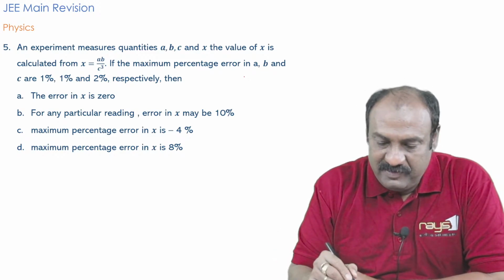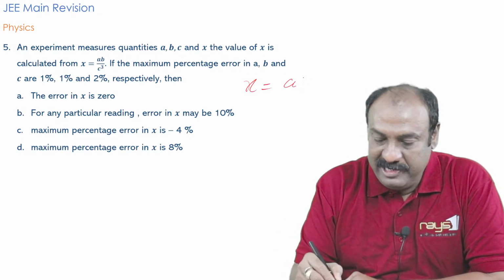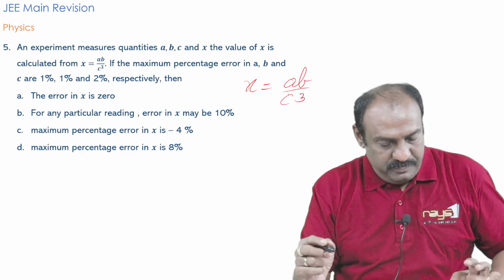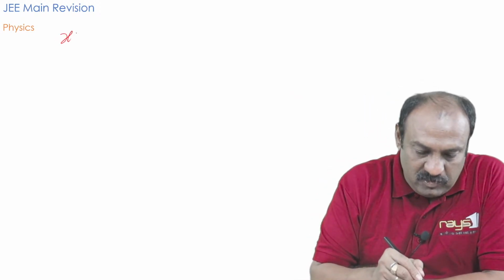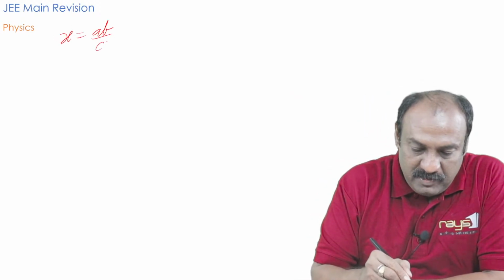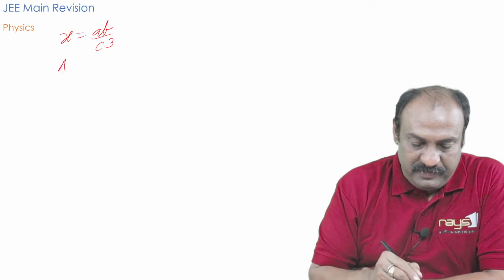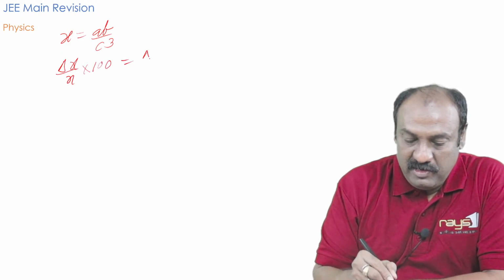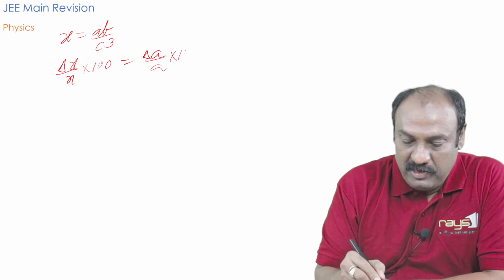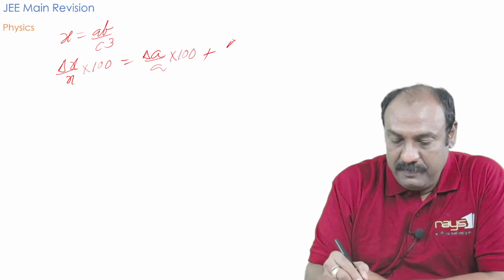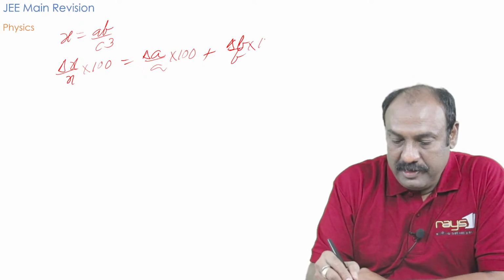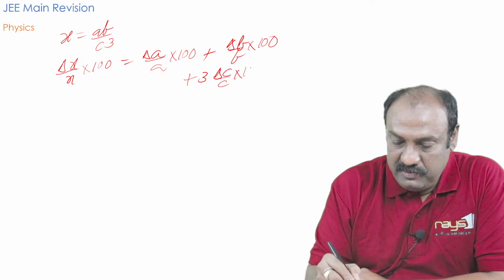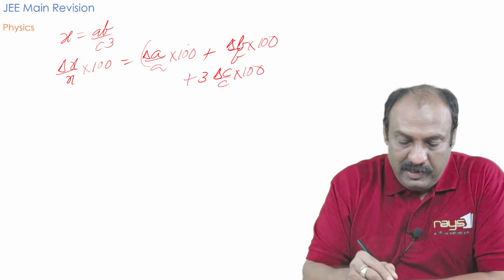What is the basic equation for x here? According to the given data, AB by C cubed is given. So x is equal to AB by C cubed. So the percentage of error in x, delta x by x into 100, is equal to delta A by A into 100 plus delta B by B into 100 plus 3 into delta C by C into 100. All the values are given in the data.